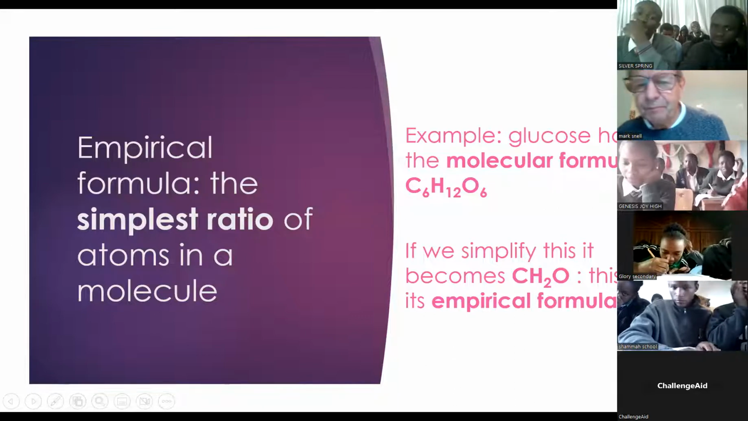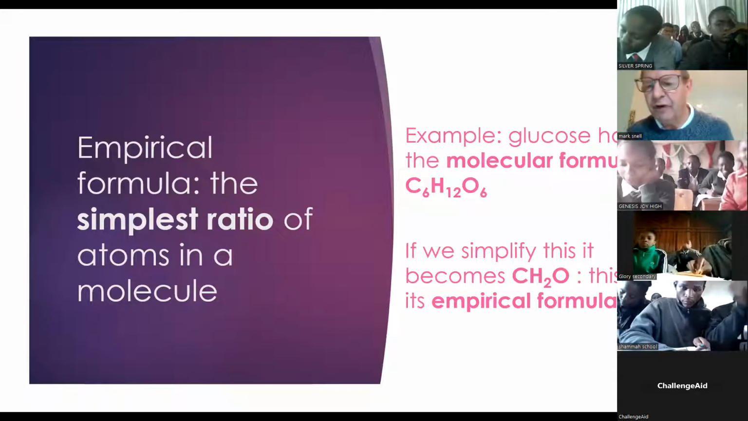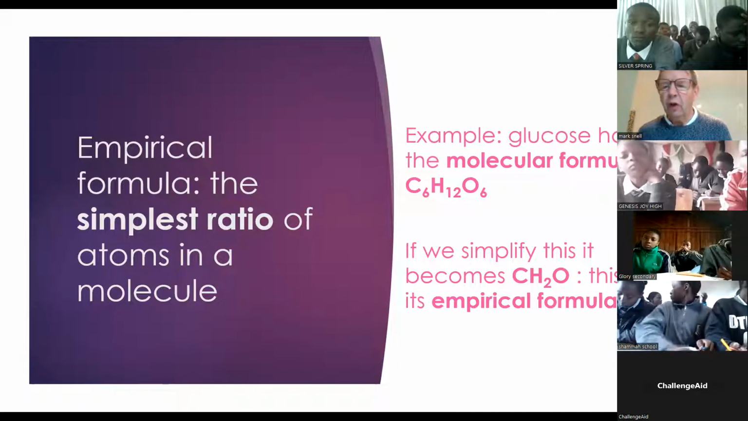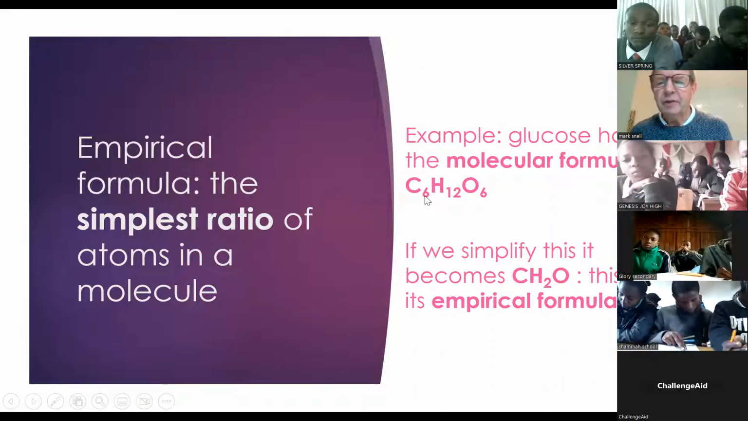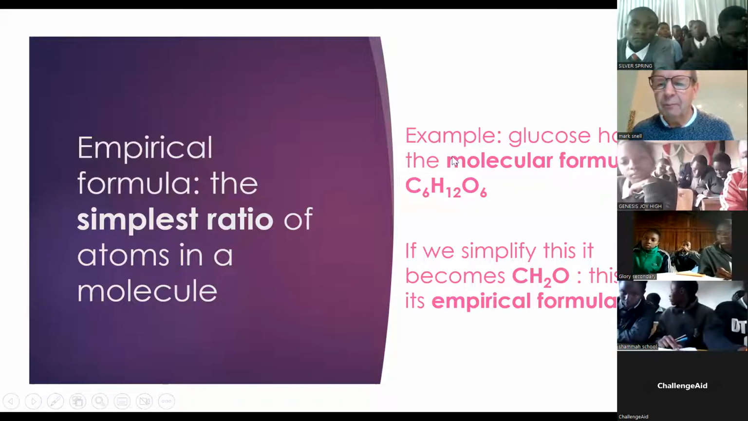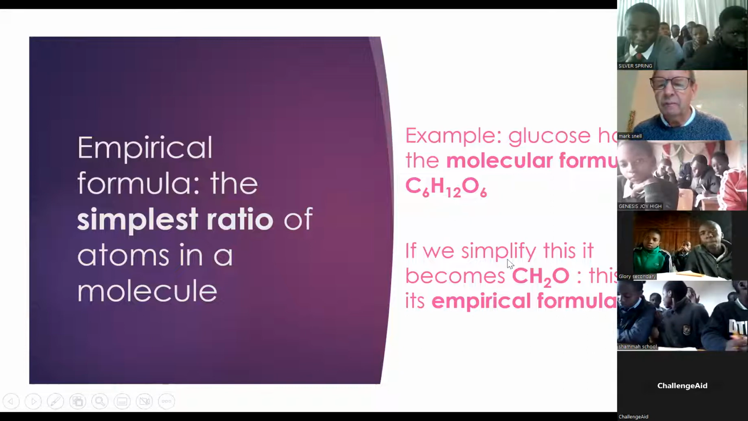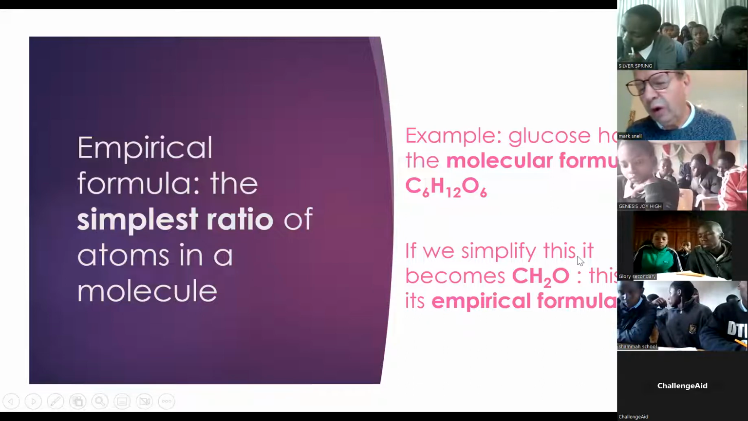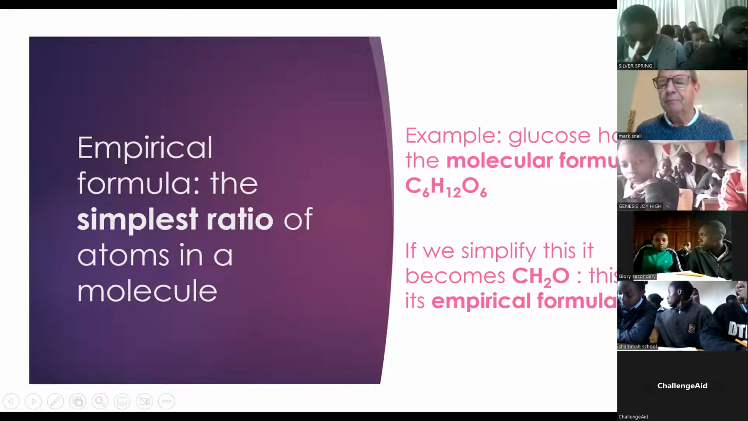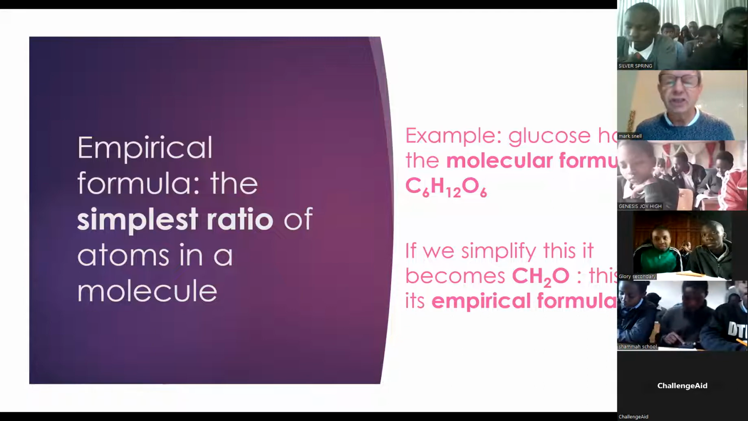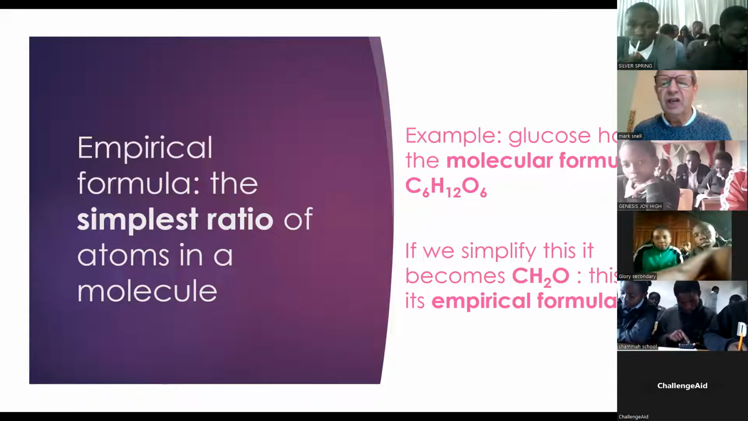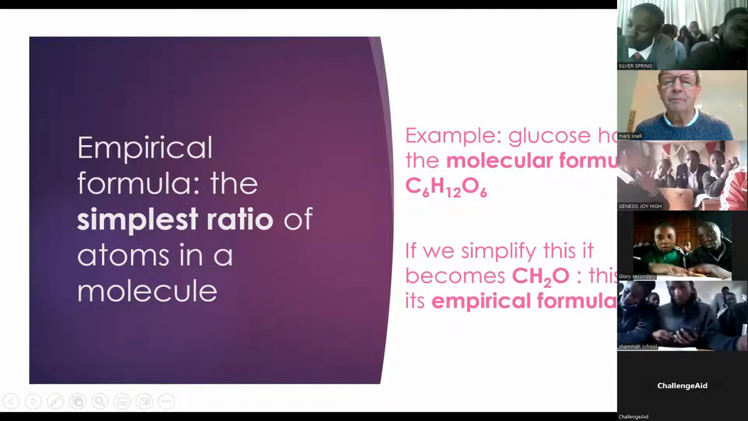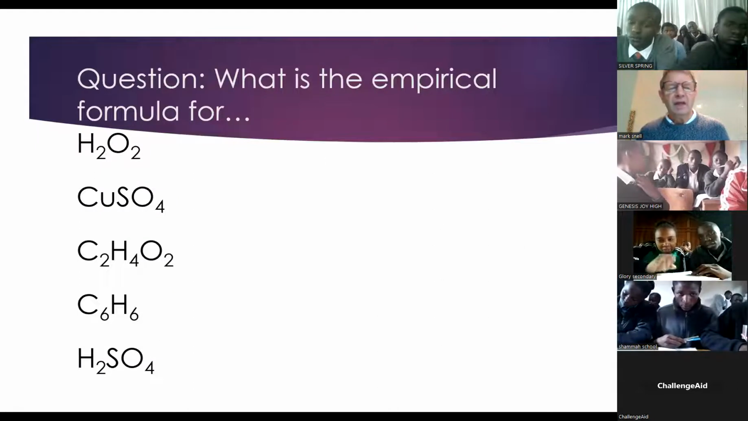So glucose, C6H12O6, very important to us. If we simplify it, it becomes CH2O. So the molecular formula C6H12O6 is the number of each atom in the proper molecule. Simplest ratio, CH2O. You might say, what is the point of having an empirical formula? It is because a lot of the analytical machines can only tell us the empirical formula, not the molecular formula.